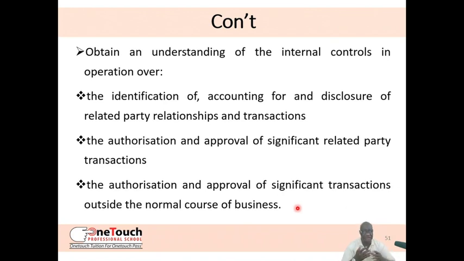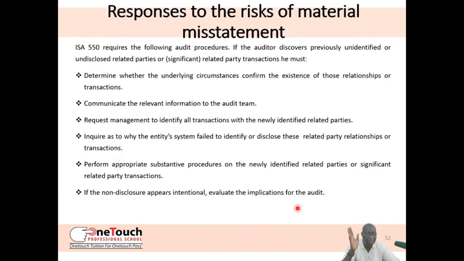What they are just saying is that it is your duty to obtain an understanding of the internal controls management put in place over the identification of, accounting for, and disclosure of related party relationships and transactions. All right. And then the authorization and approval of significant related party transactions. Who authorizes it and who approves it? And then the authorization and approval of significant transactions outside the normal course of business, which is not the normal procedure, but some transactions can happen. Then their responses to the risk of material misstatement. What is the risk? How do they respond?